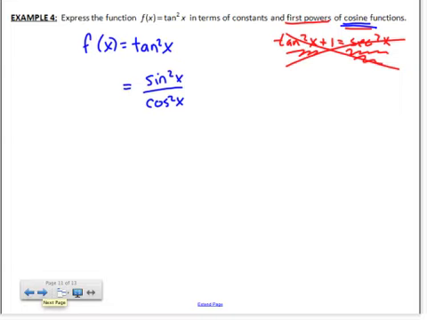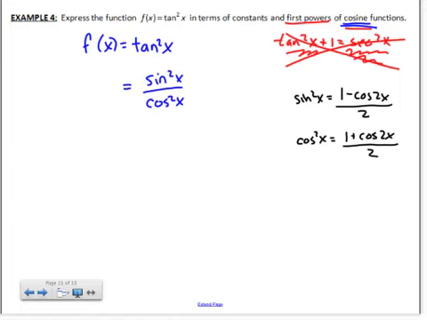Okay, now what we do know is the cosine of 2x. I'm just going to write out the ones that we are going to use. We've got sine squared x equals 1 minus cosine of 2x over 2, and cosine squared x equals 1 plus cosine of 2x over 2. So I'm just going to use these two identities to go ahead and reduce the powers. So for sine squared x, I'm going to put 1 minus cosine of 2x over 2, divided by 1 plus cosine of 2x over 2.